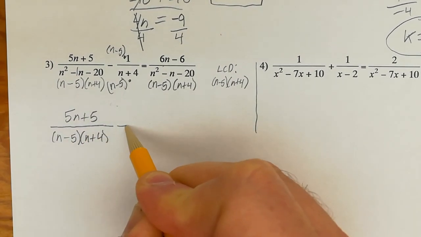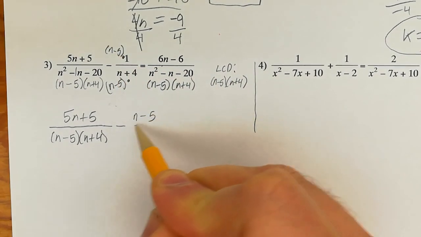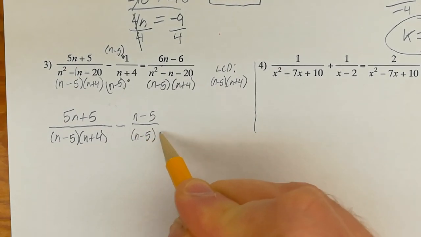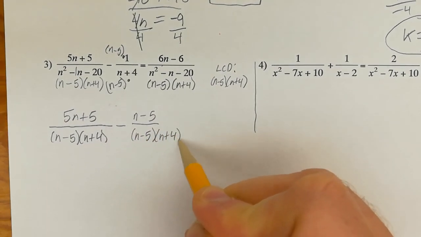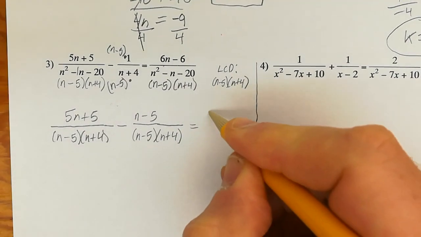Okay, here, this fraction, well, 1 times n minus 5 is just n minus 5. And then those just go together. You don't need to FOIL out the denominator, for sure. And then the other side just looks the same.